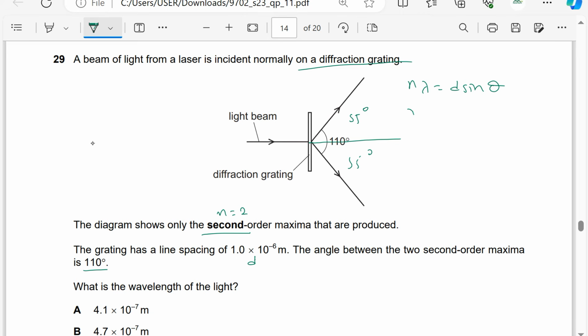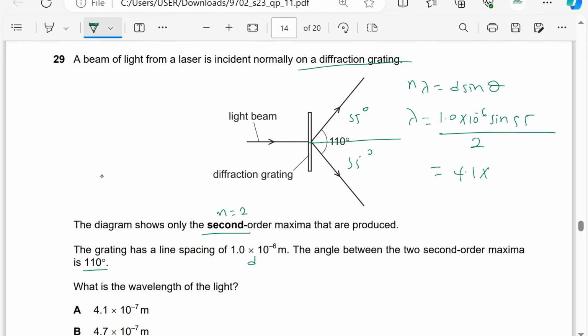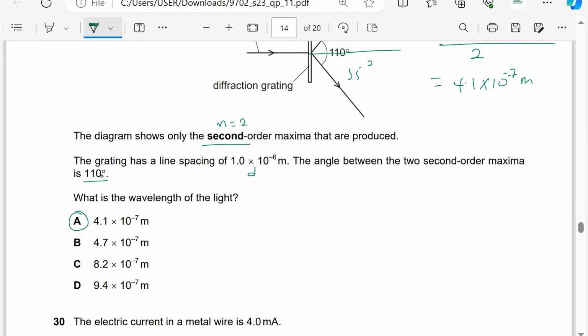So what is the wavelength? So lambda is going to be d, which is 1.0 times 10 power minus 6, times sine theta, which is 55, divided by n, which is 2. So 1 exponent minus 6 times sine of 55 divided by 2. So this is 4.1 times 10 power minus 7 meters. So the answer is A.